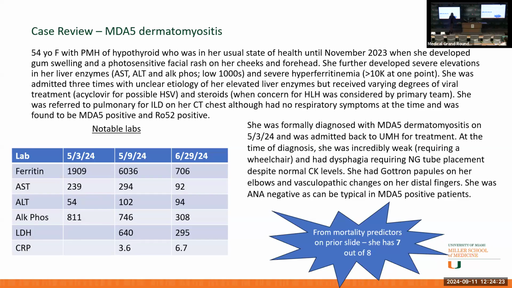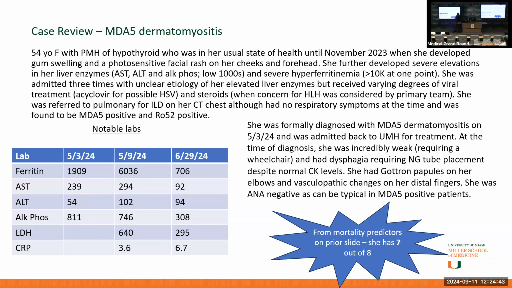She was incredibly weak. She was in a wheelchair when I met her in my clinic. She couldn't swallow. We did a bedside swallow. We admitted her right back to the hospital. Interestingly, this can happen with this disease where you have normal CK levels and still a myopathy. She did have Gottron papules on her elbows, but not on the rest of her body. And she had these vasculopathic changes on her fingers.